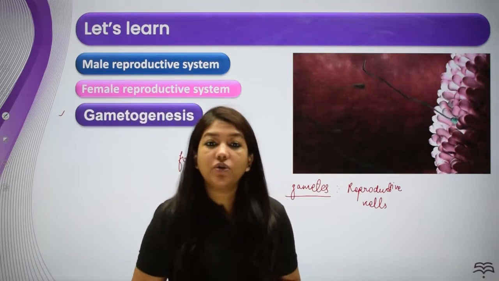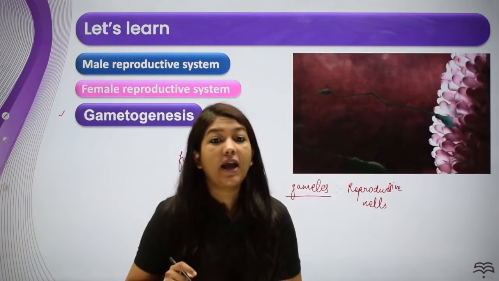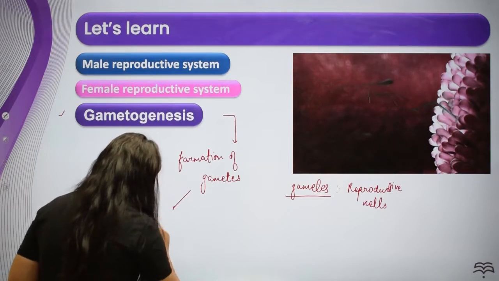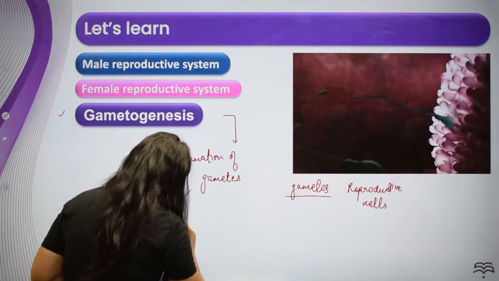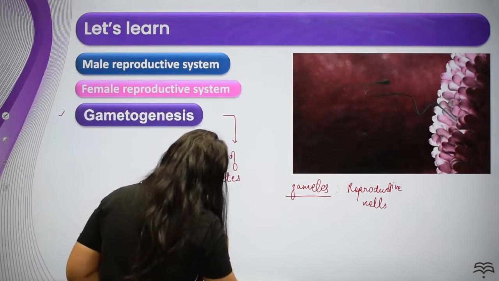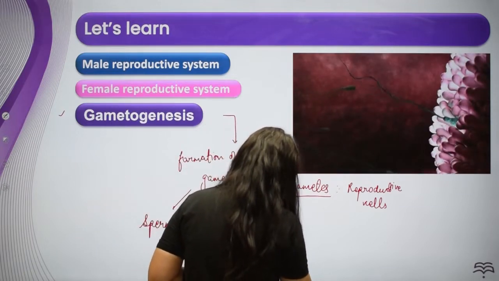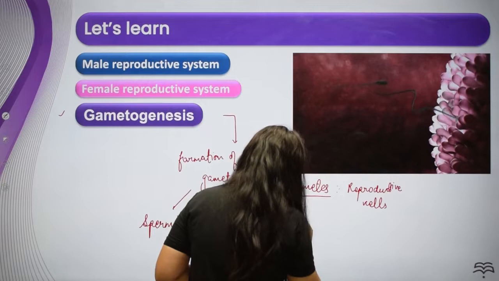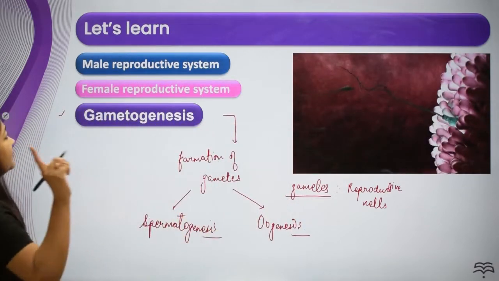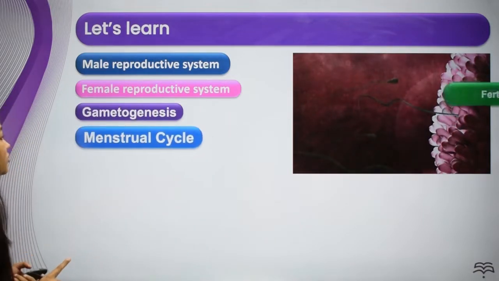What is a male gamete called? A male gamete is called sperm and a female gamete is called ova. So we'll be talking about spermatogenesis and we will be talking about oogenesis. Okay, this is a very important part of the chapter. So these are the two things that we'll be talking about here. All right, male reproductive system, female reproductive system, and then we'll be talking about gametogenesis.